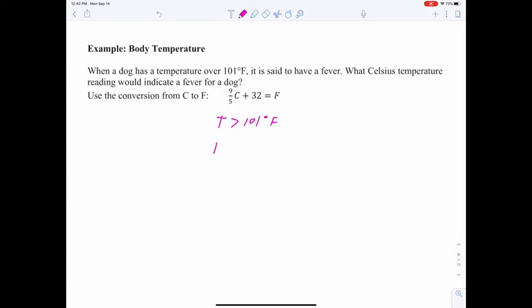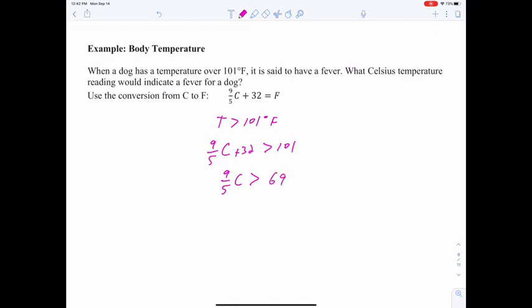That's what I got to rewrite. There we go. So the temperature is 9/5 C plus 32, has to be bigger than 101. Subtract 32. And if we subtract 32, we should get 69.